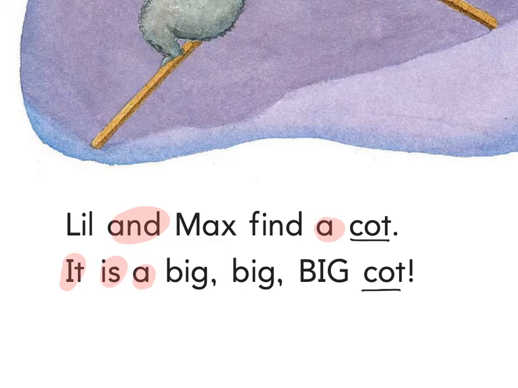Now I see the words Lil and Max. This is a tricky word. It looks like the word find. But does that make sense if I say Lil and Max find a cot? It's one of those tricky ones. And at the end of this sentence, I see a period. On the bottom, what punctuation do you see? Comma, comma, and exclamation.